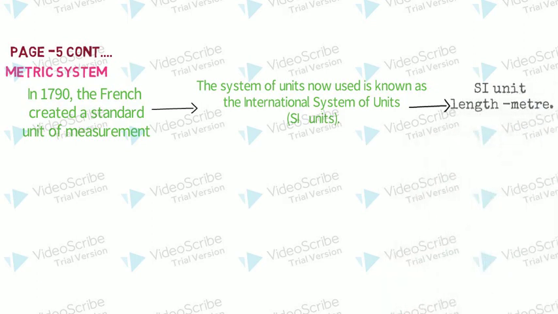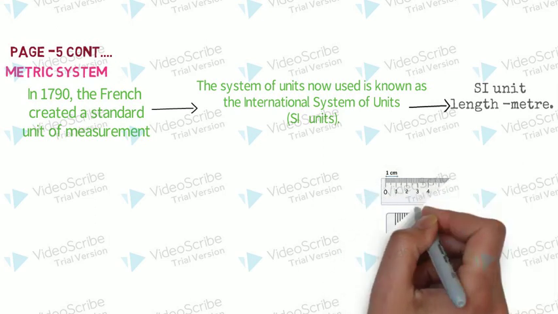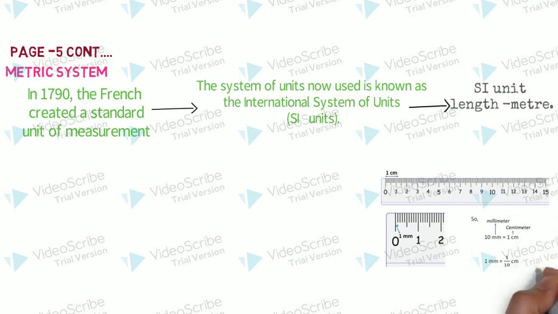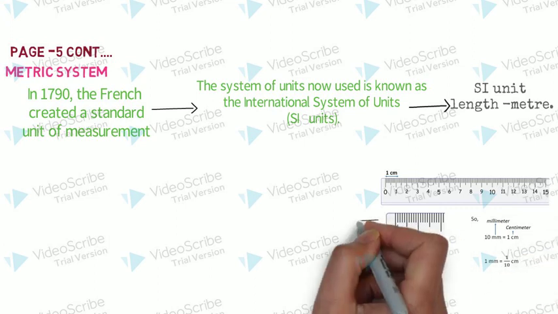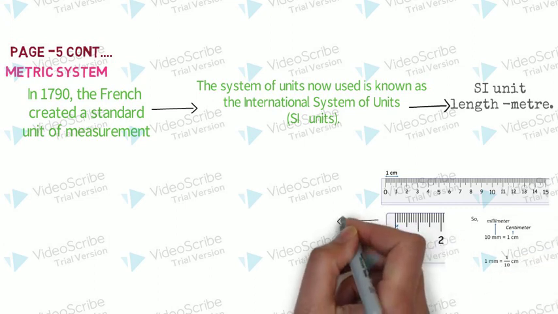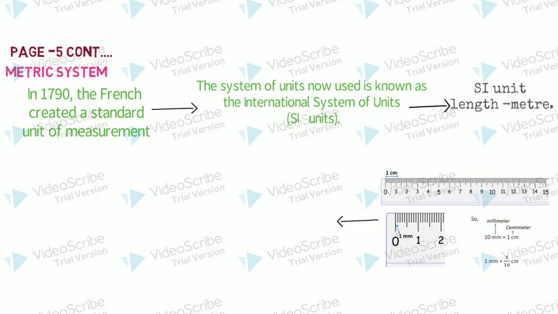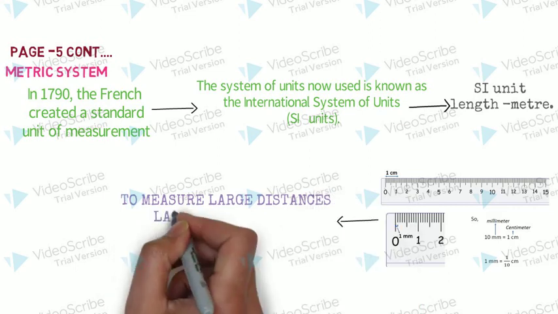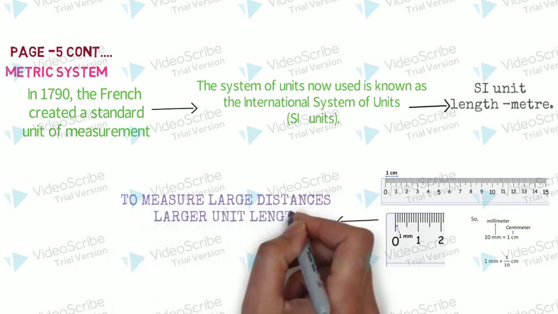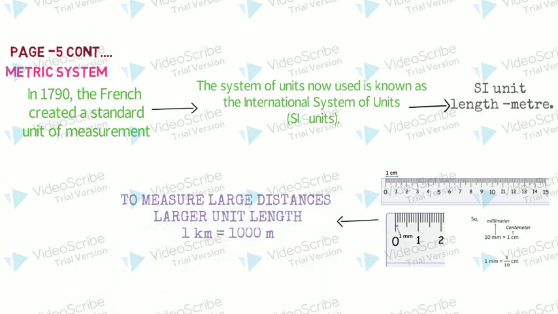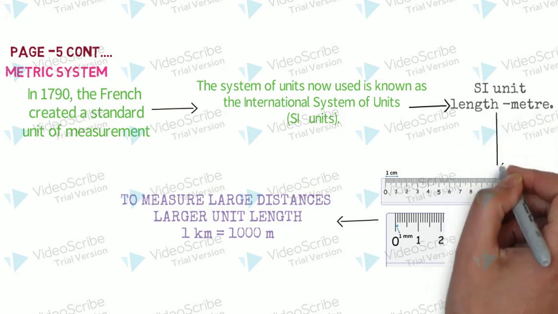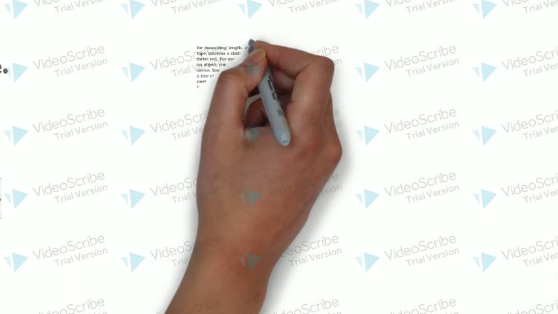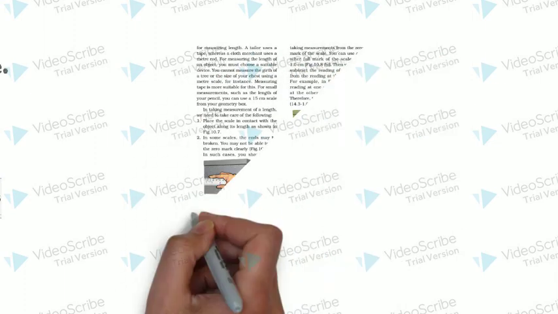If you take it, 10 millimeter is equal to 1 centimeter, and 1 millimeter is equal to 1 by 10 centimeter. So millimeter and centimeter are used for smaller lengths. To measure large distances, a larger unit of length is needed. For example, 1 kilometer is equal to 1000 meter. Kilo is nothing but 10 to the power 3, which is 1000. So, 1 kilometer is equal to 1000 meter.